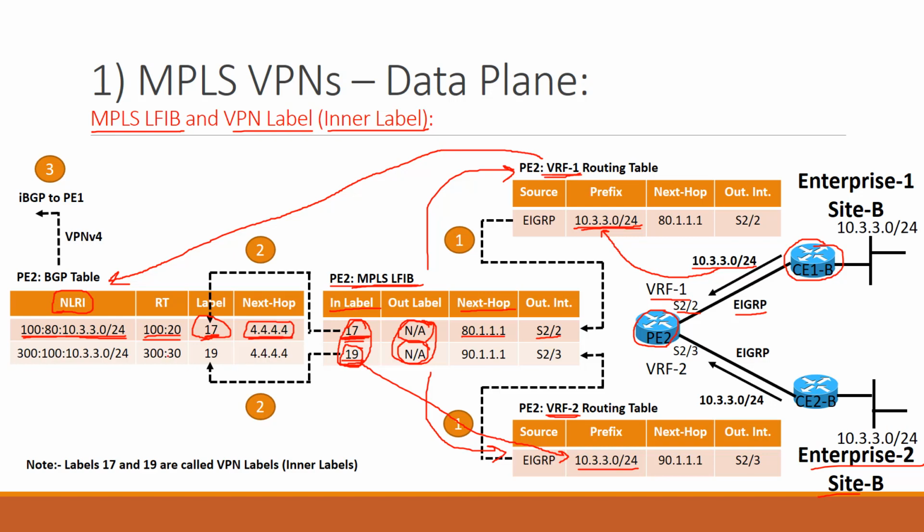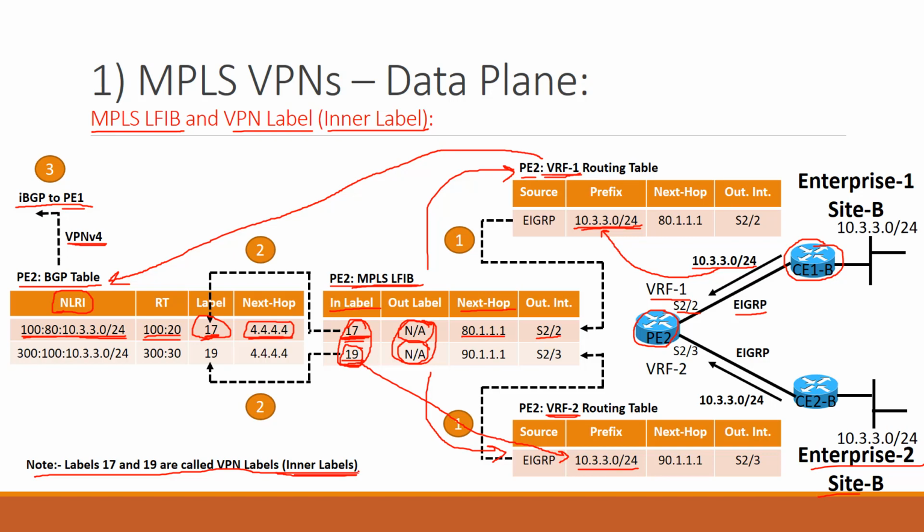And then PE2 will use VPNv4 between PE2 and PE1 and will advertise this BGP table via IBGP to PE1. As we mentioned here, the labels assigned by PE2 to the learned prefixes are VPN labels, or inner labels.